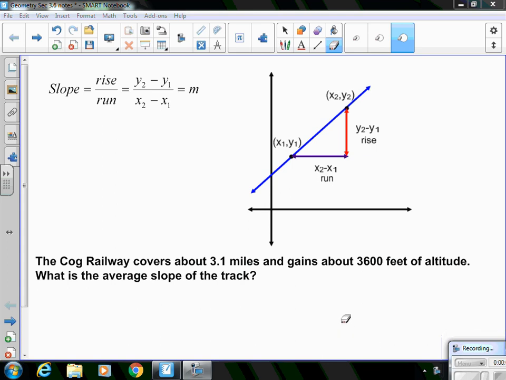All right, so rise over run is slope, or we take the difference in the y's, y2 minus y1, over the change in the x's, x2 minus x1, and the abbreviation or representation for slope is lowercase m.